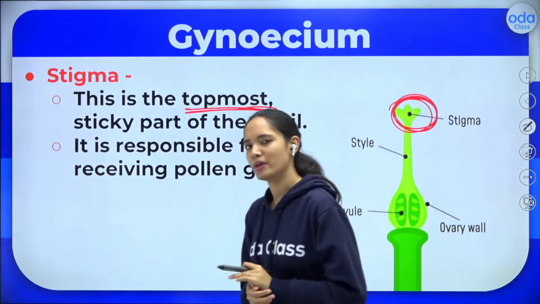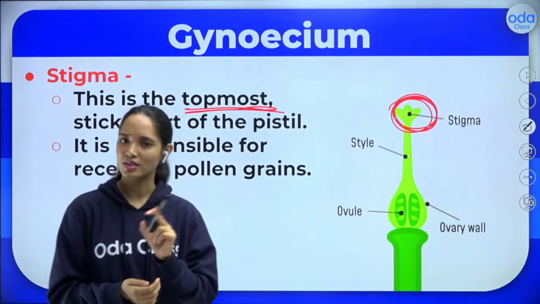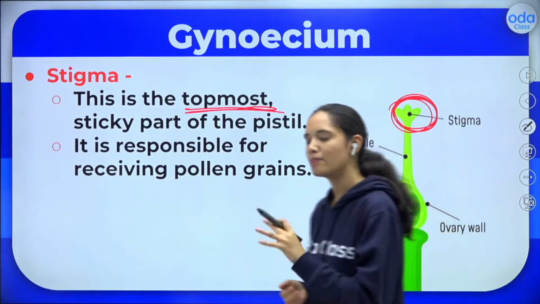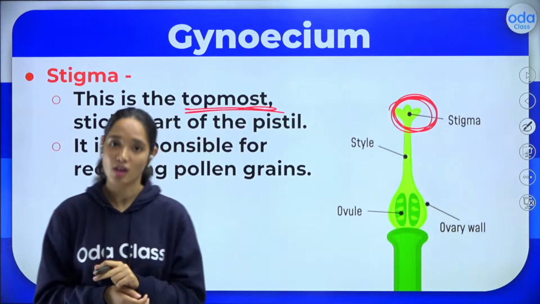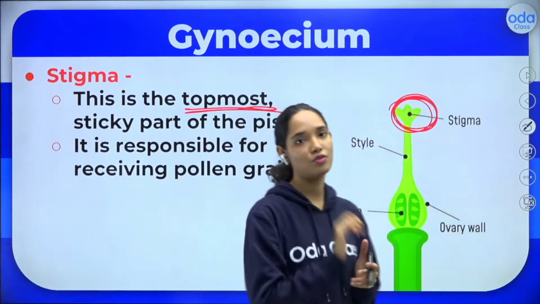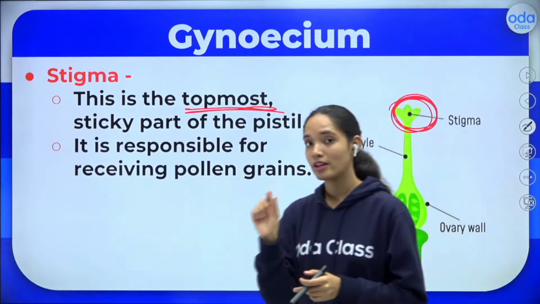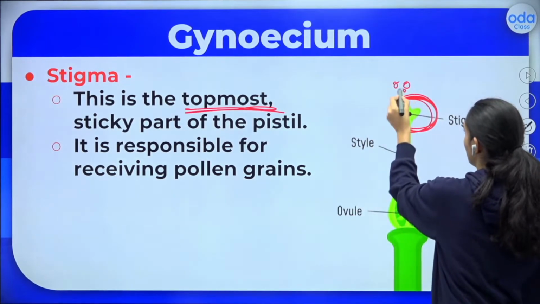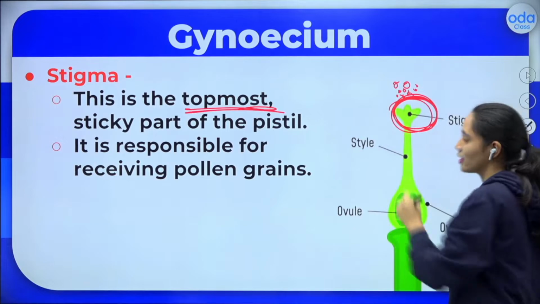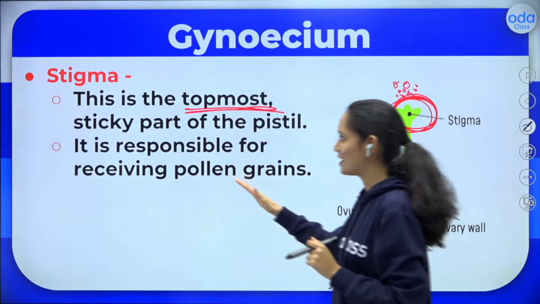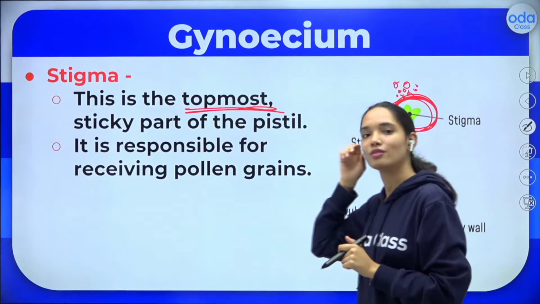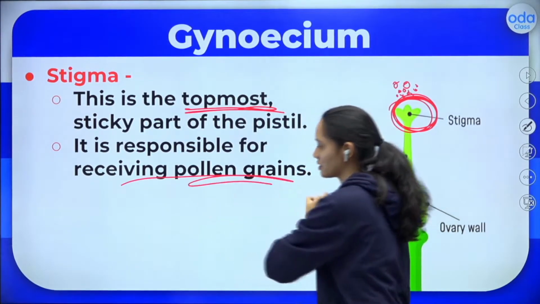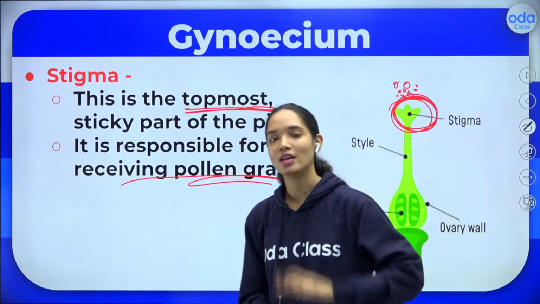Do you remember I told you about pollen grains, those dust-like particles? Can you recall the term I used, pollination? Basically in pollination, these pollen grains must be transferred from the anther onto the stigma of a flower. The stigma is sticky in nature, just like glue, so that pollen grains can be attached onto the stigma. That is why it is the sticky part of a flower. This is responsible for receiving pollen grains.